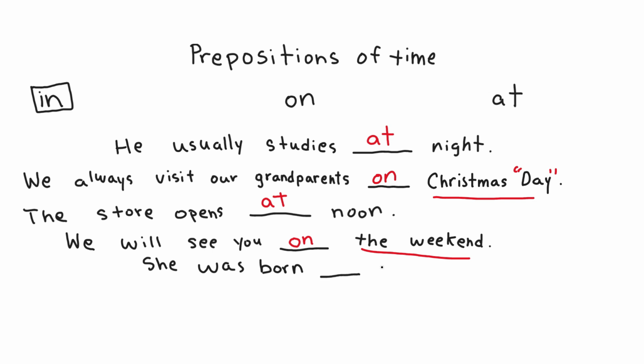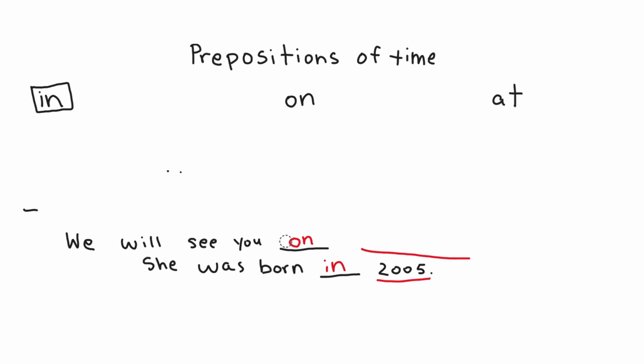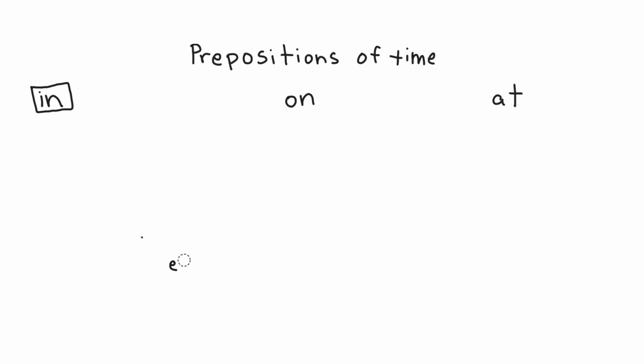She was born blank space 25. So that's a year, and we use in for years. Let's practice a couple. You can pause the video and fill in the blanks with your answers.